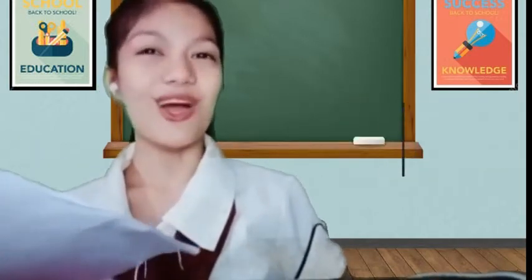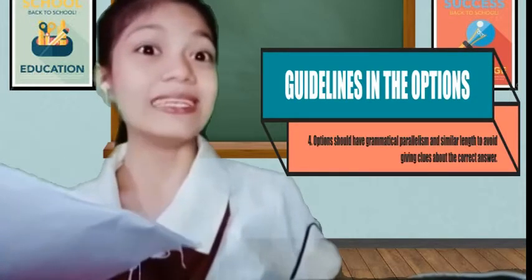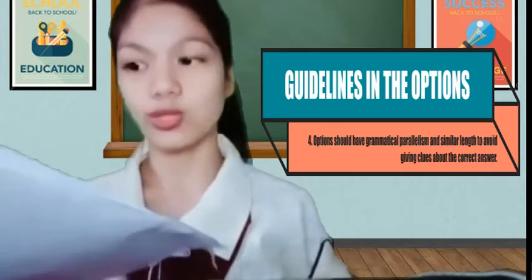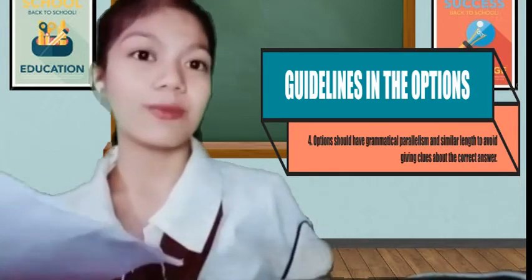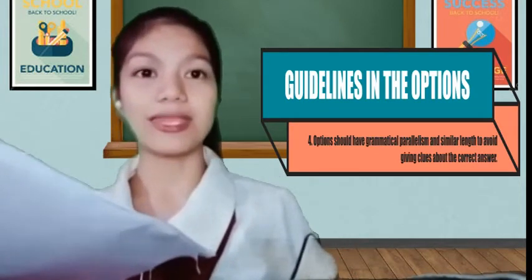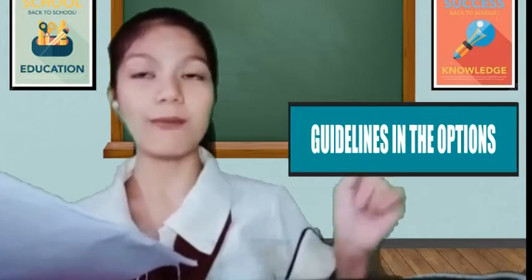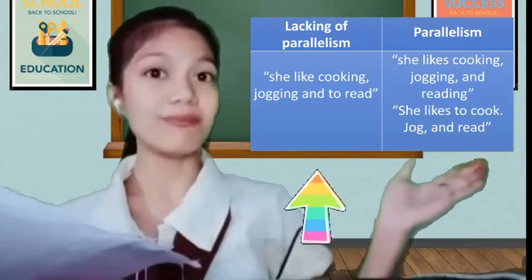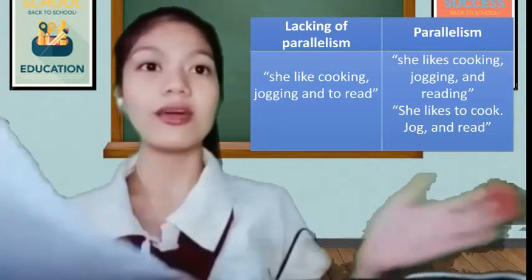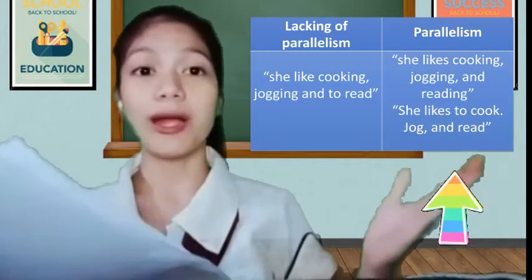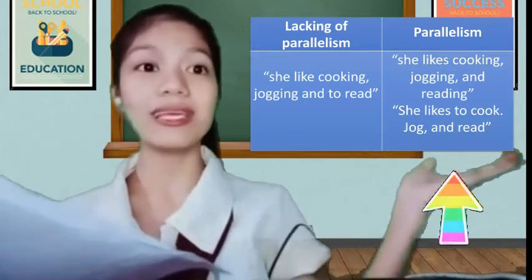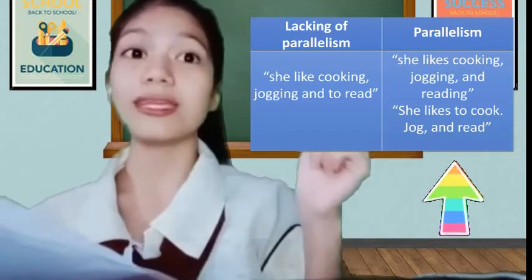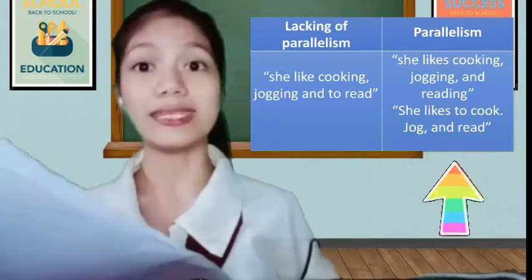Number 4, options should have grammatical parallelism and similar length to avoid giving clues about the correct answer. The best way to understand grammatical parallelism is to look at an example. Lacking parallelism: she likes cooking, jogging, and to read. The correct parallelism is: she likes cooking, jogging, and reading. Or it could be: she likes to cook, jog, and read.